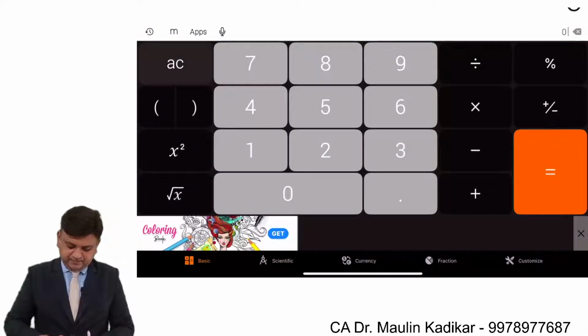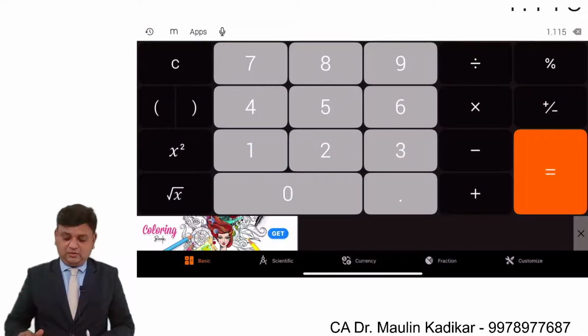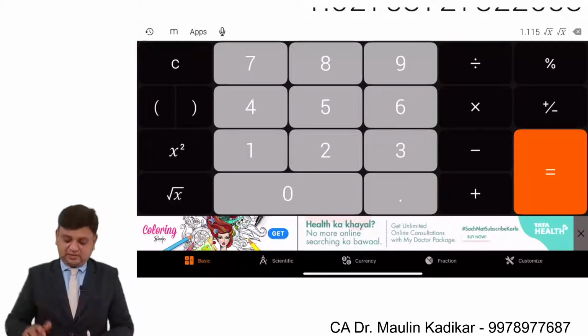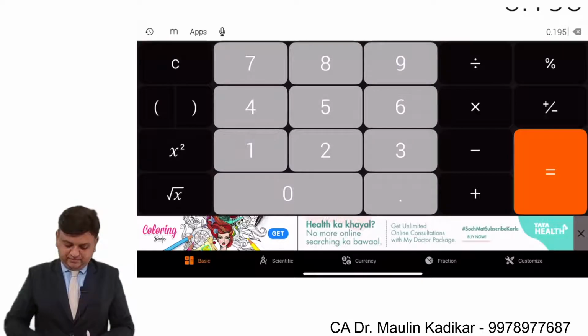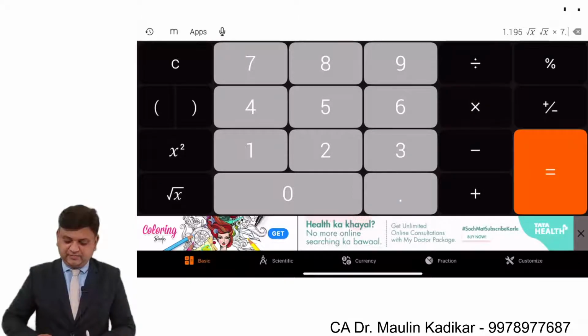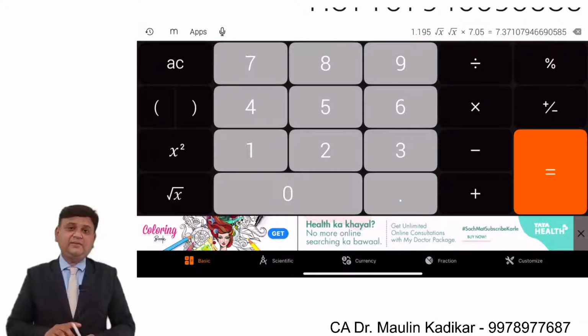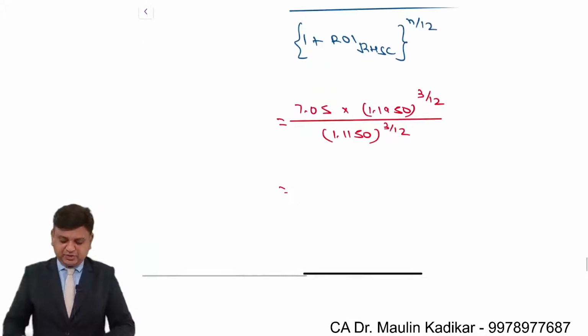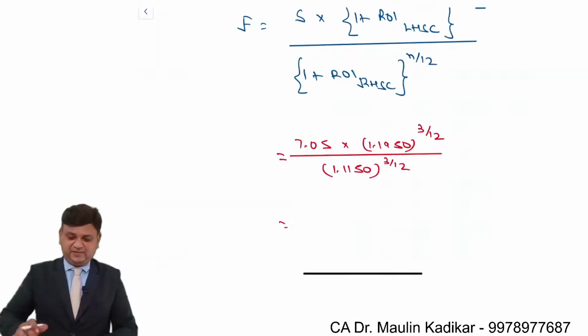So over here, 1.1150 under root for twice. This becomes the denominator. 1.195 under root for twice. So this is going to be multiplied with 7.05 divided by the denominator, and with that we are required to make the computation of the forward exchange rate.